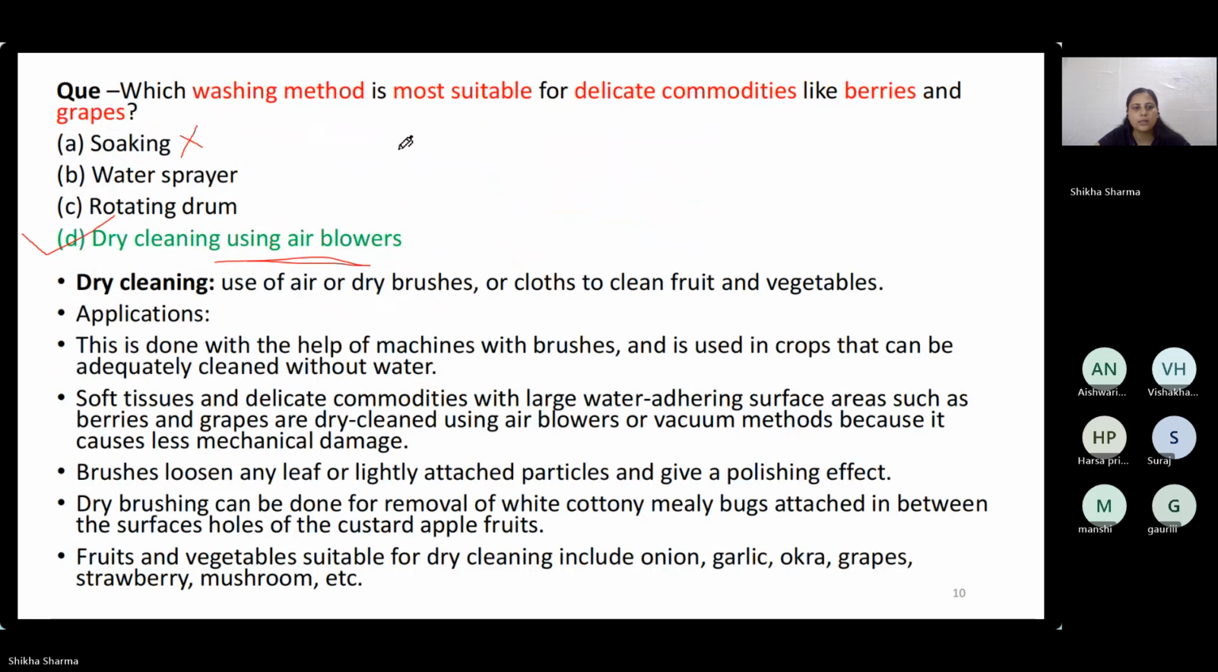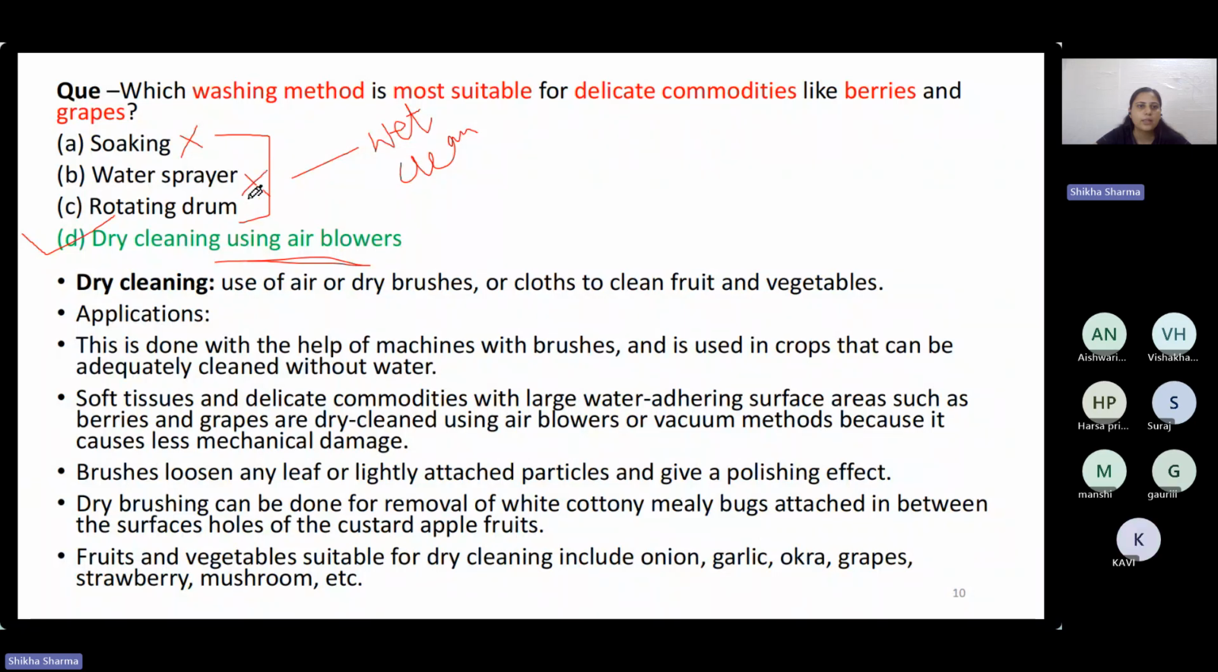So when we are using agitation, these three, soaking, water sprayers, and the rotating drum, are wet cleaning methods. Wet cleaning methods use water and agitation. Because of the agitation, the product may get a little damaged.